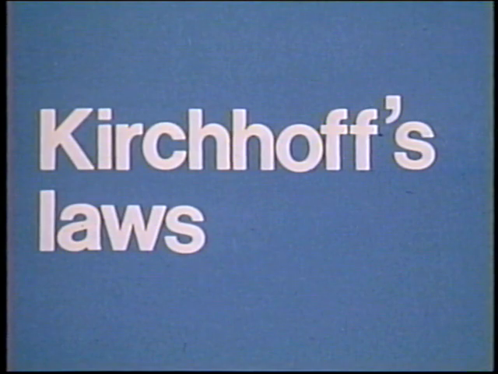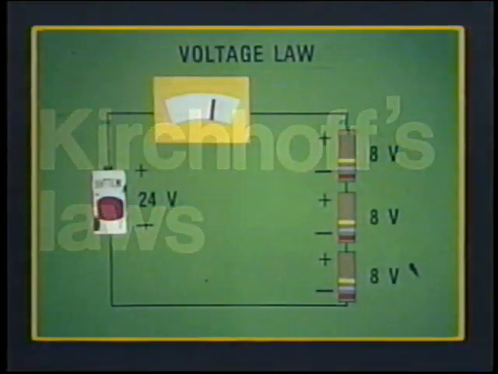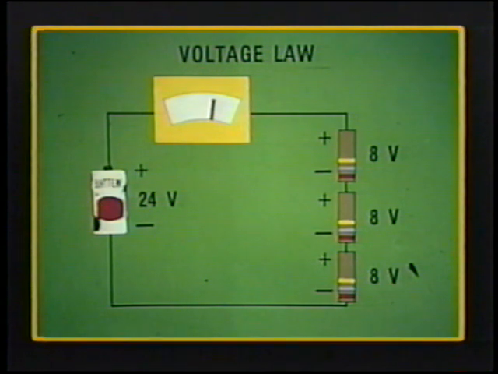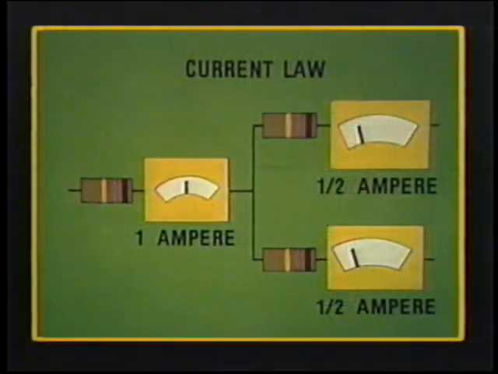Kirchhoff's voltage and current laws are basic statements of circuit behavior. His voltage law, in its most simple form, states that the sum of the voltage drops in a series circuit is equal to the applied voltage. Kirchhoff's current law, in its pure simplicity, illustrates the fact that the sum of the current leaving a junction is the same as the current arriving at that point.